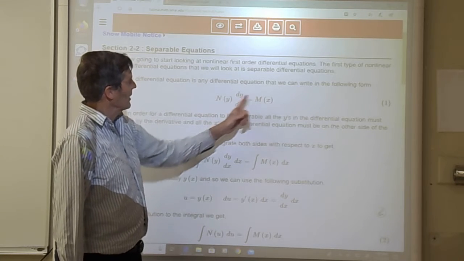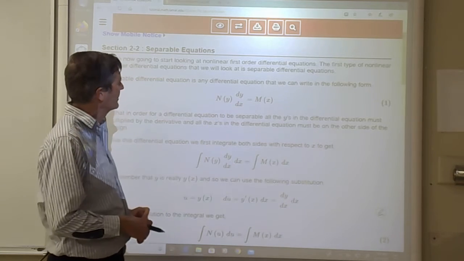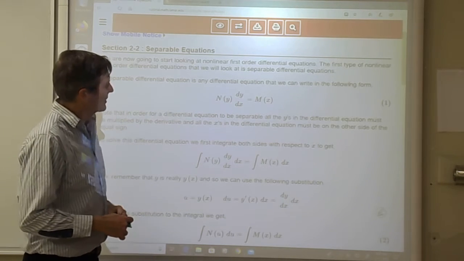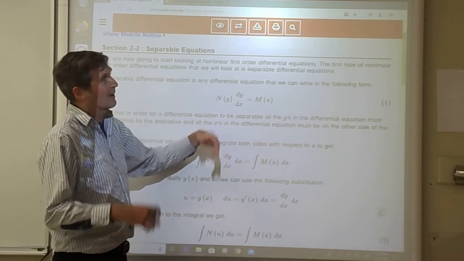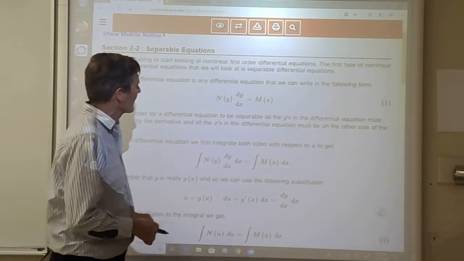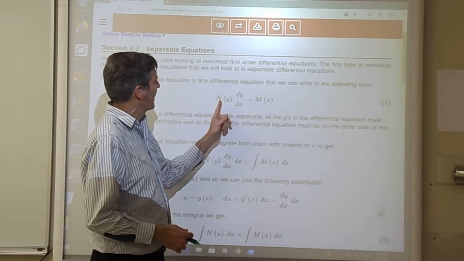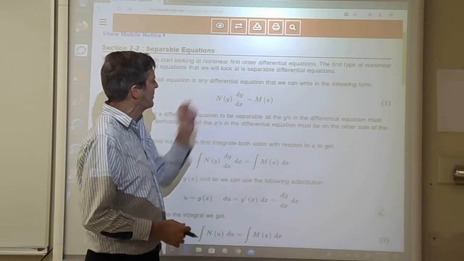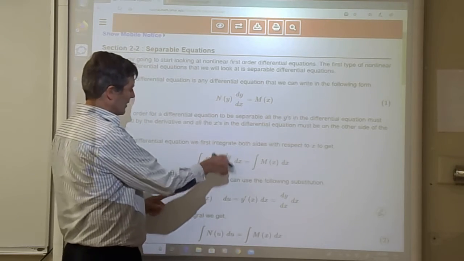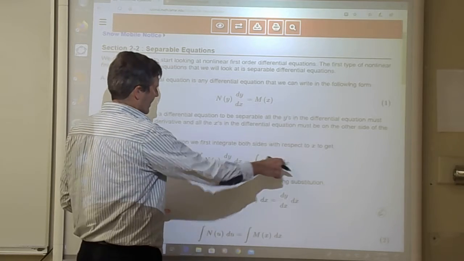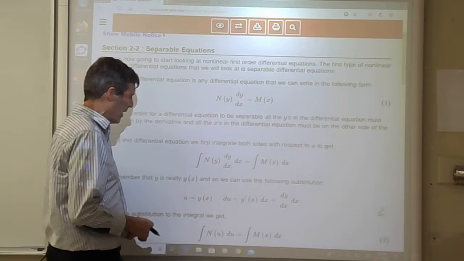If it can be written in this form, a function of y alone times dy dx equals a function of x alone, then we say the equation is separable, because if we just multiply both sides by dx and integrate like we did on that other problem, we have m of x dx, only x and dx, on one side, and n of y dy, only y and dy, on the other. We can integrate both sides. Integral n of y dy dx equals integral m of x dx. And this, by the substitution theorem, dy dx is dy.